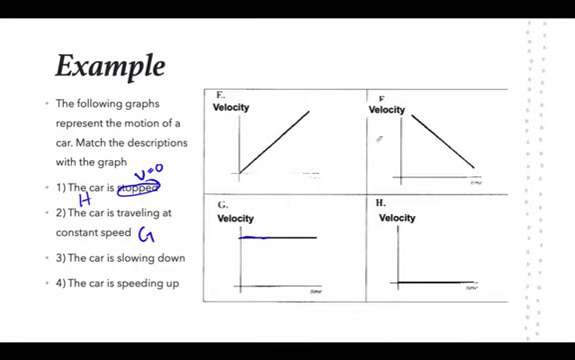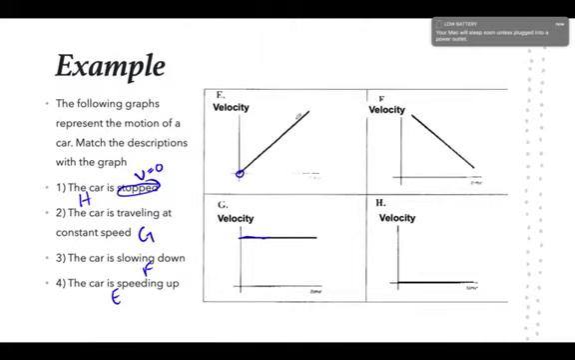Car slowing down, that means that the velocity is decreasing. So you're going from a certain value back towards 0 velocity as time goes by. That would be graph F, and speeding up would be graph E. You're starting at velocity 0, and as time goes by, you are increasing your velocity until you reach a certain value.